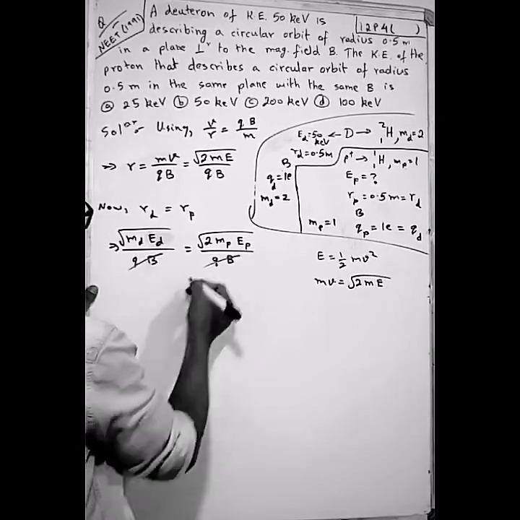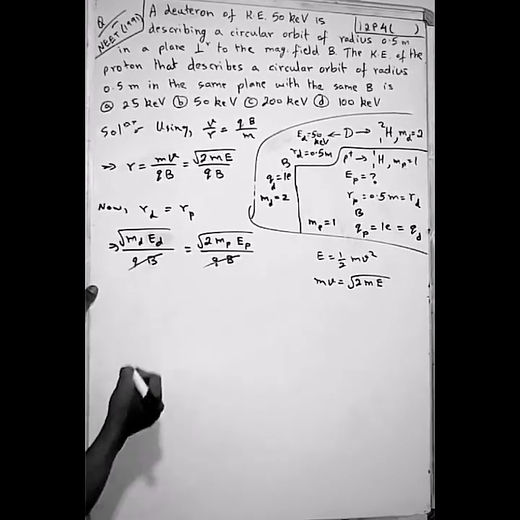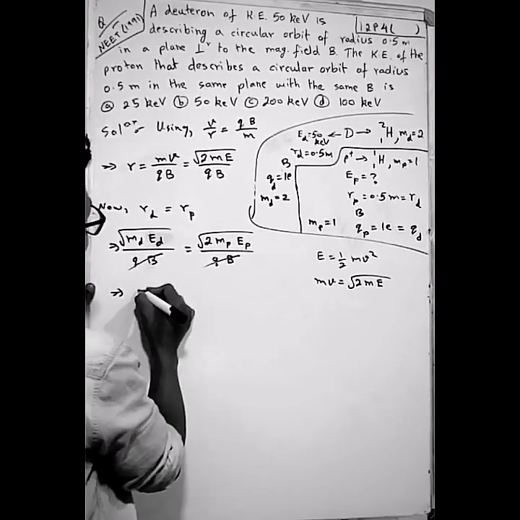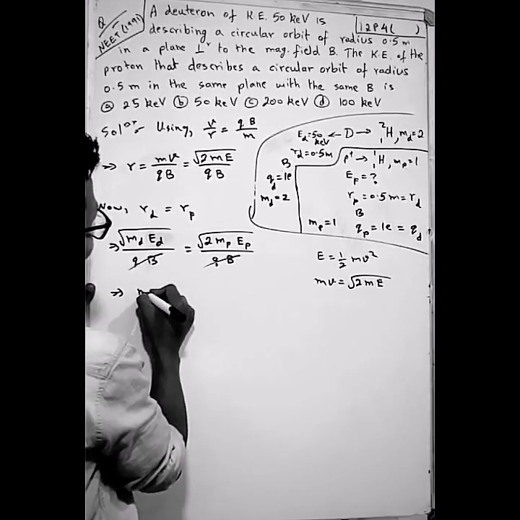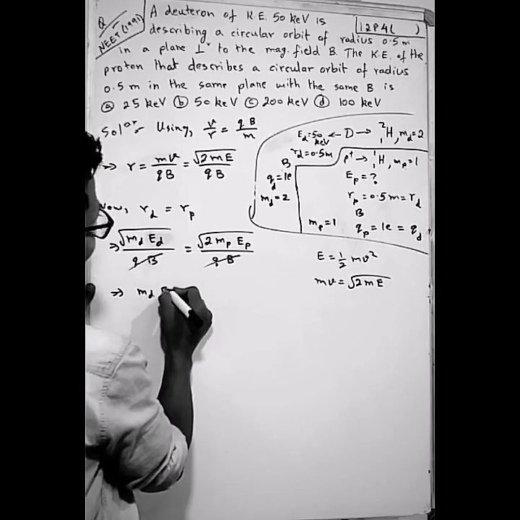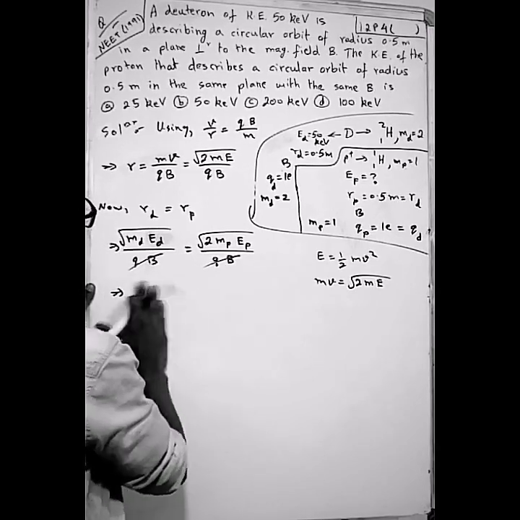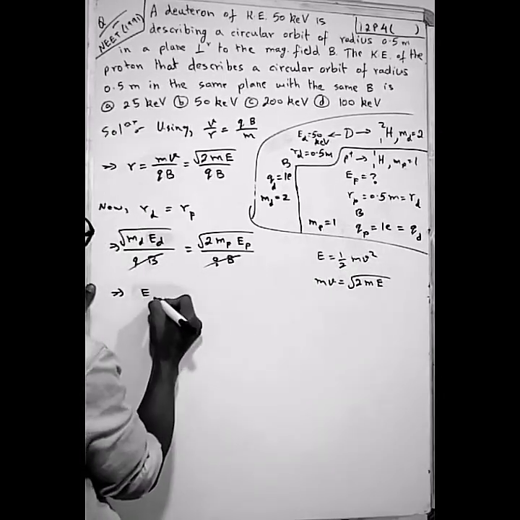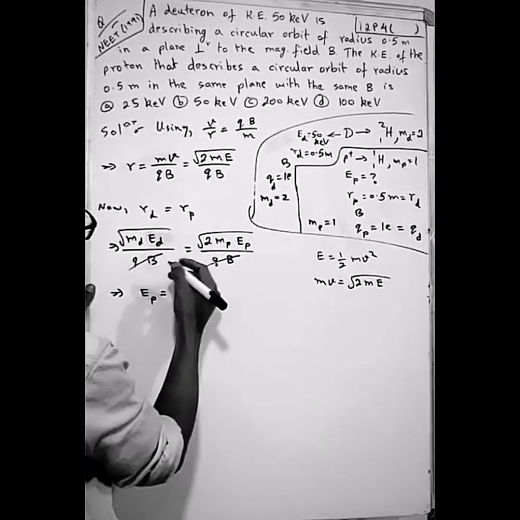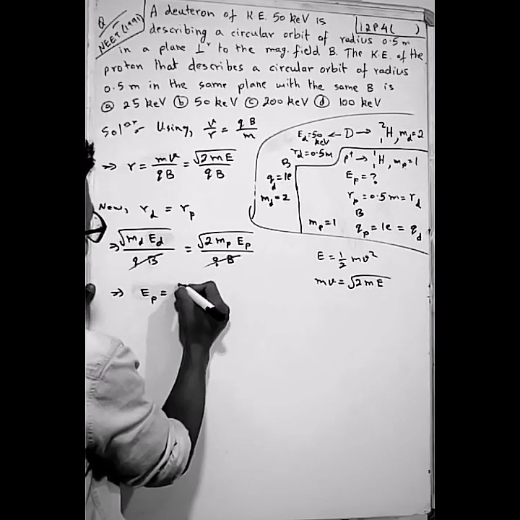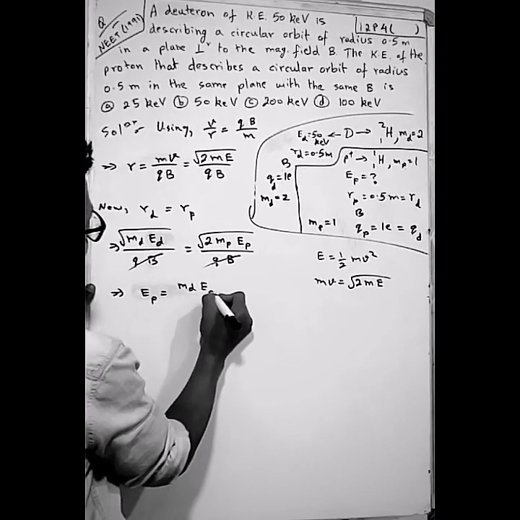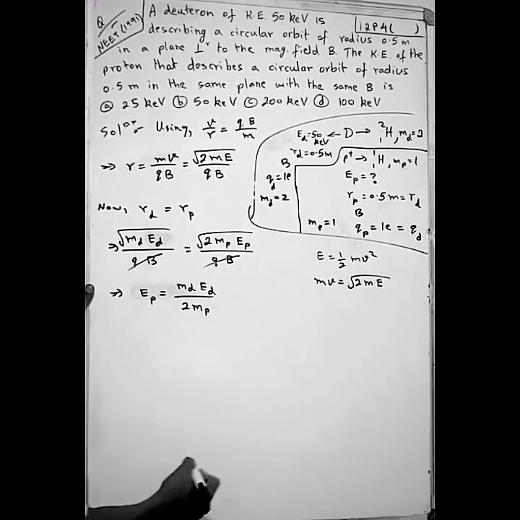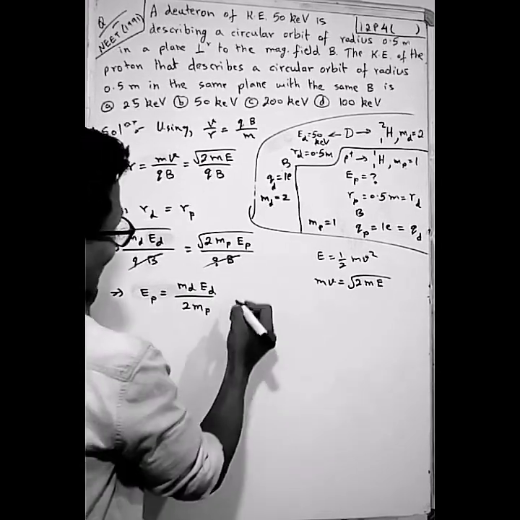So cancelling the denominator and then squaring both sides, what do we have here? We have MD ED. Okay, let us just put directly here since they ask EP. So we put here EP equals MD ED by 2 MP, right?